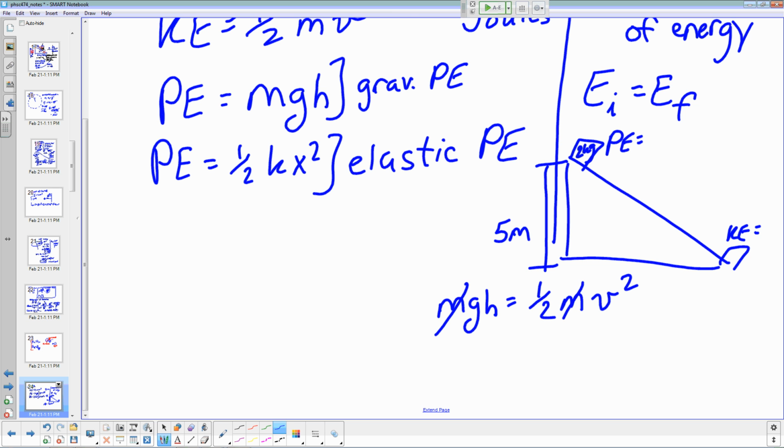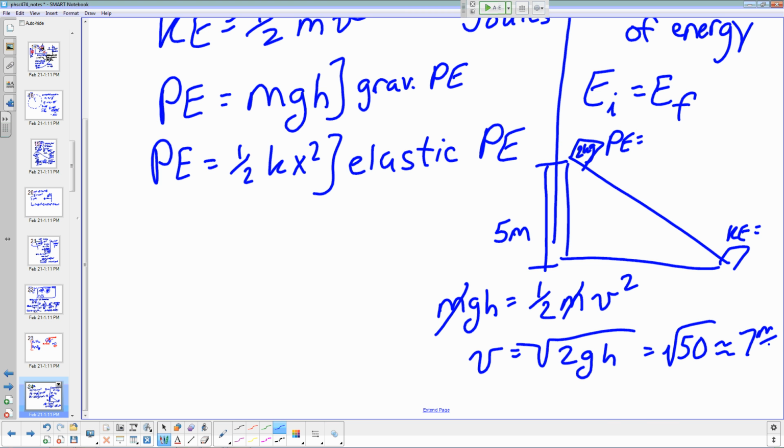Notice here that the masses cancel. If I want to solve for the velocity, it's going to be the root of 2gh, which in this case, I had a height of 5 meters, so it's going to be the root of 2 times 10 times 5, the root of 50, which is approximately equal to 7 meters per second. All right, we'll see a problem in a bit, like a long passage where it has some problems like this.